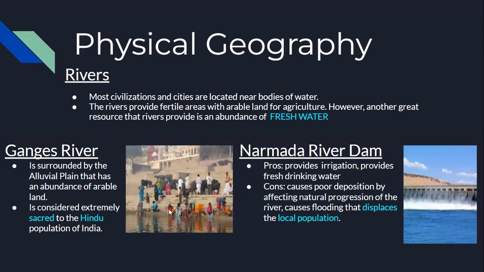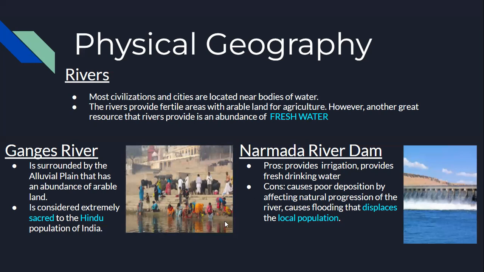Now, this river is considered extremely sacred to the Hindu population of India. It's because the Hindu population bathes in this river for purification. They utilize this river as a worship site, and they often spread their loved ones' cremated ashes within the river as well.